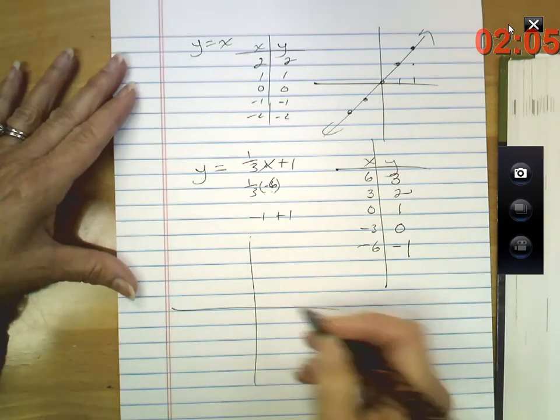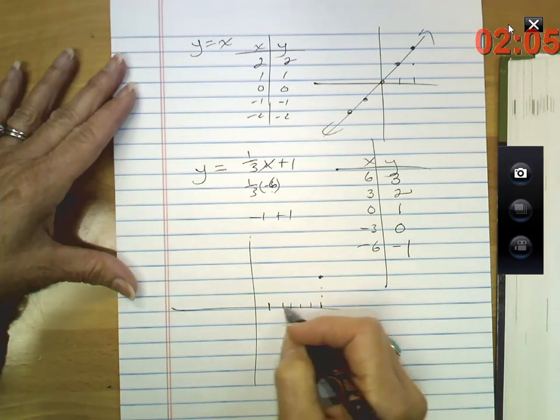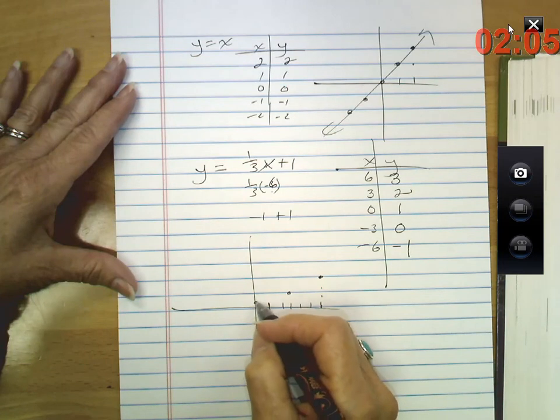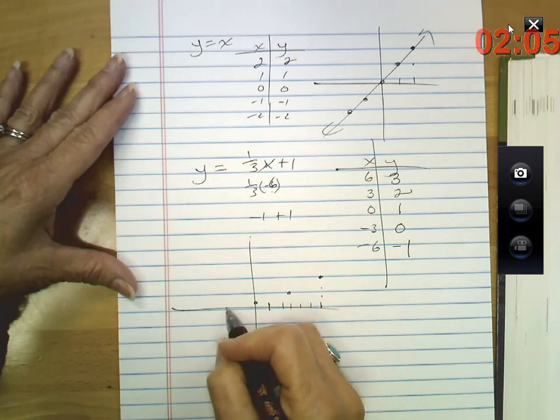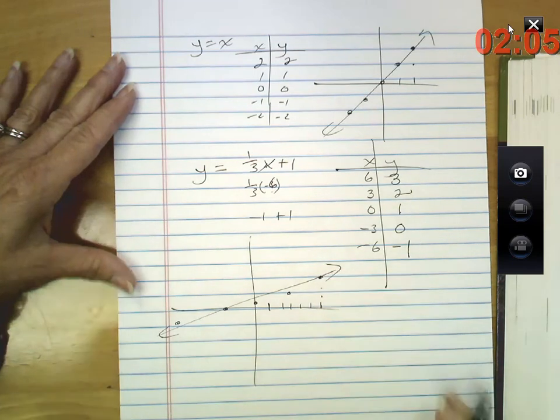So if you graph it, you got 1, 2, 3, 4, 5, 6, and 1, 2, 3. You've got a 3 and a 2. You got a 0 and a 1. You got a negative 3 and a 0, and a negative 6 and a negative 1. So that line comes out like that.